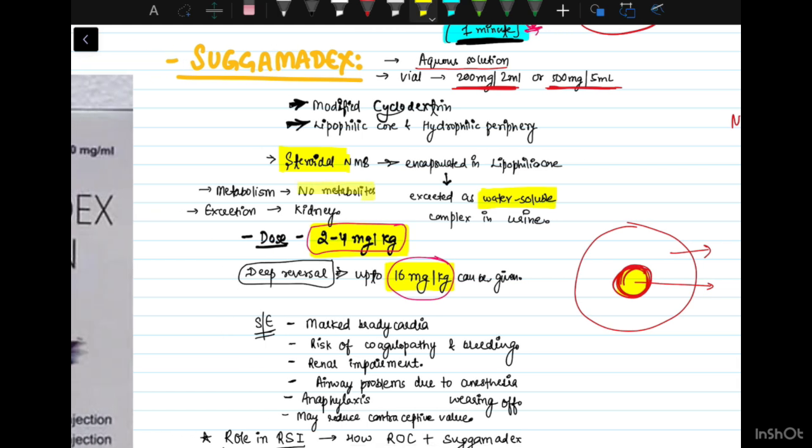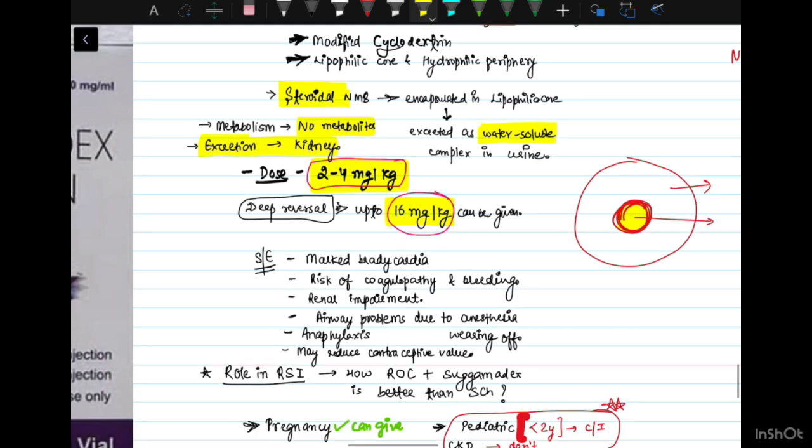Remember, Sugammadex has no metabolites. It is not metabolized. It is directly excreted in the kidney, unchanged. That is the reason why we should not give Sugammadex in renal failure patients, but we can easily give it in liver failure patients, because it is not metabolized by the liver but is excreted by the kidney.